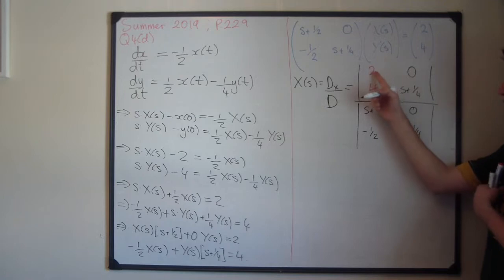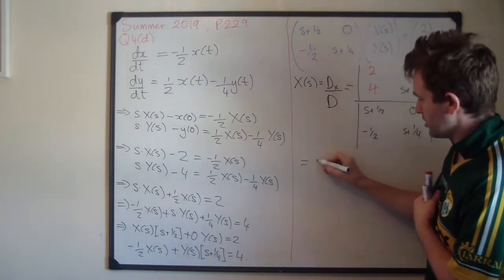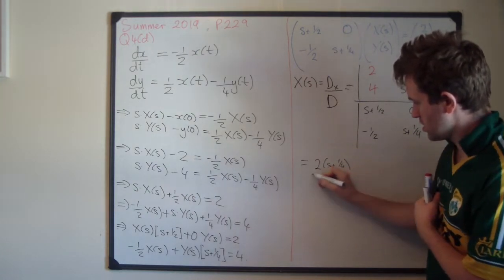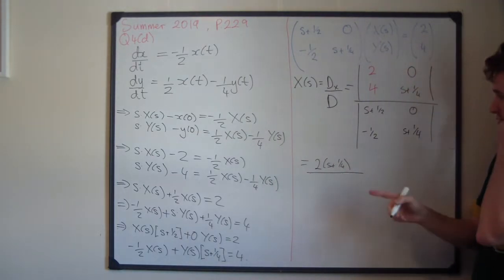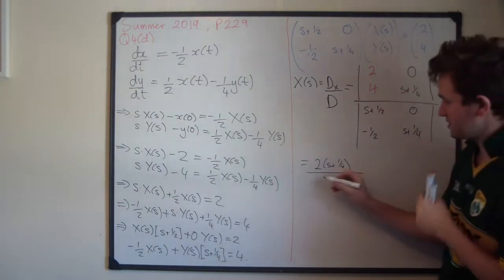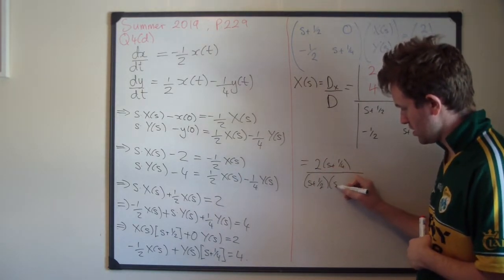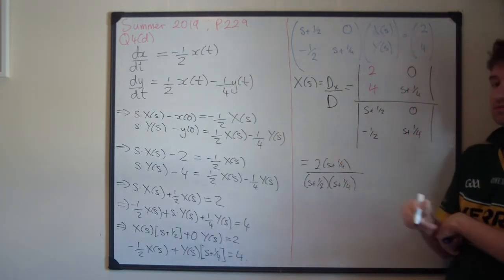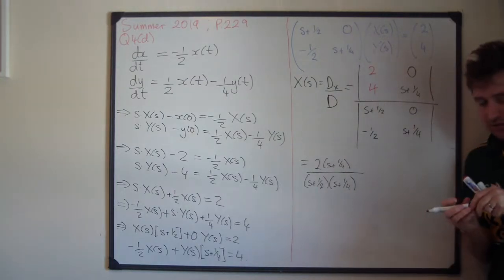And now you do right down diagonal minus left down diagonal. 2 by s plus a quarter minus 0 by 4 is just 0, so there's nothing to go there. Then s plus a half by s plus a quarter minus 0 by minus a half is just 0. So this is where we are. This is the thing to send back.